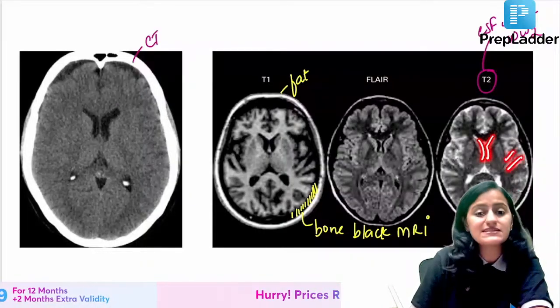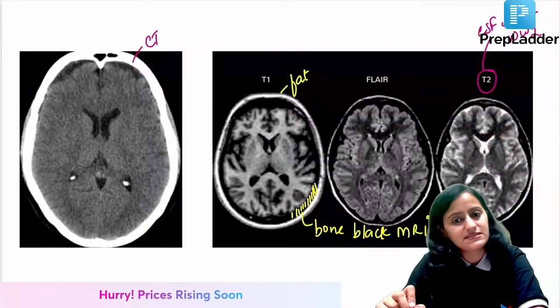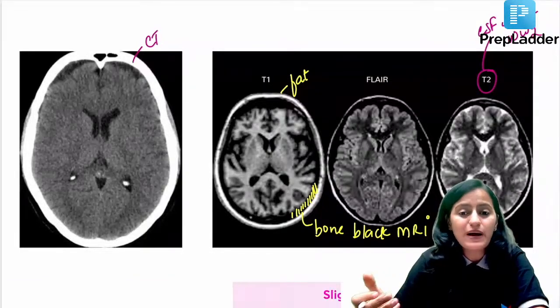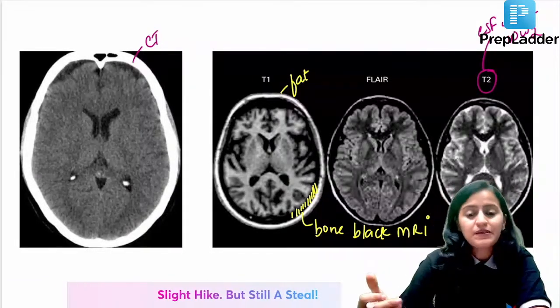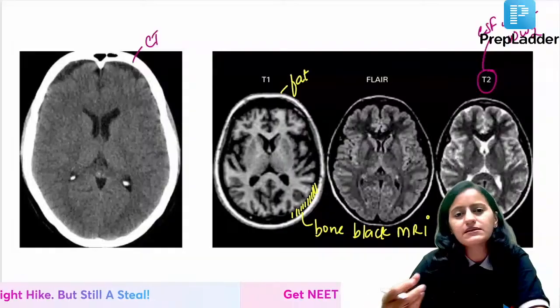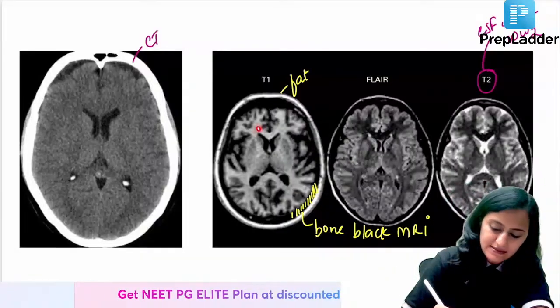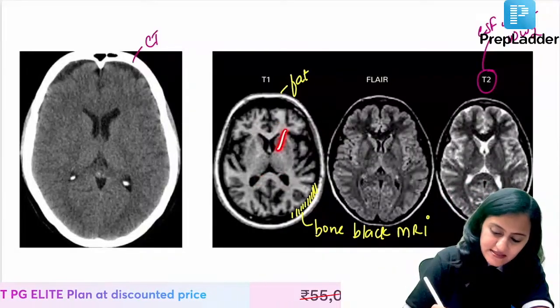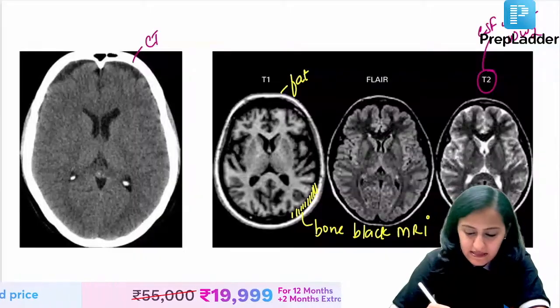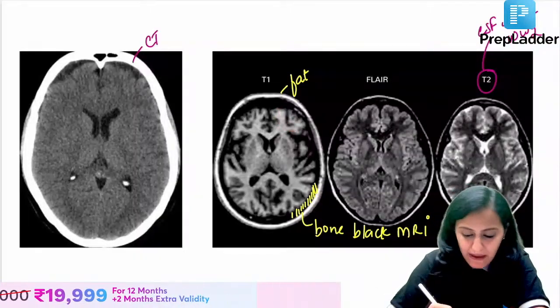Where do you see the CSF? In the ventricles, in the sulcal spaces. That is the CSF there. If the water is not white, then you look for white matter. White matter like corpus callosum, internal capsule, subcortical white matter, right? This is the corpus callosum here. This is the internal capsule here, right? The subcortical white matter.